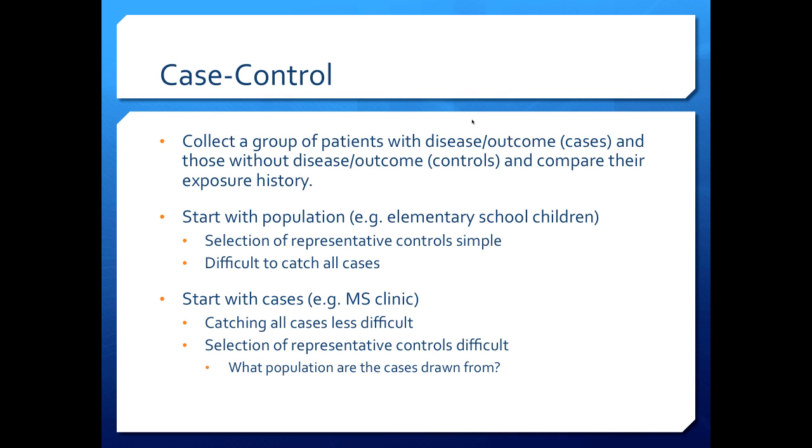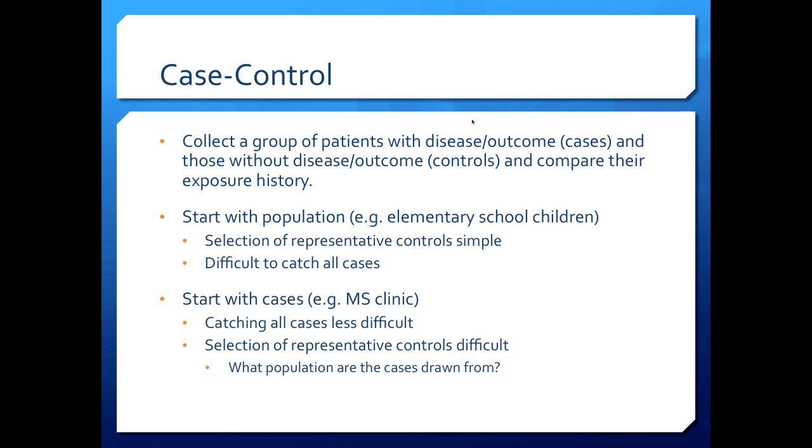In other words, you collect a group of patients with the outcome of interest, also known as cases, and a group of patients without the outcome of interest, also called controls, and compare their exposure histories. There are two ways of assembling these two groups.